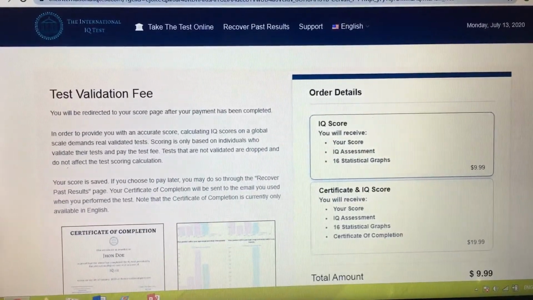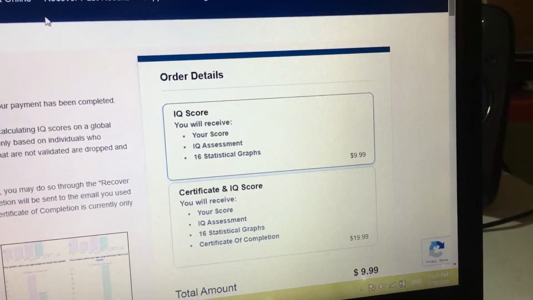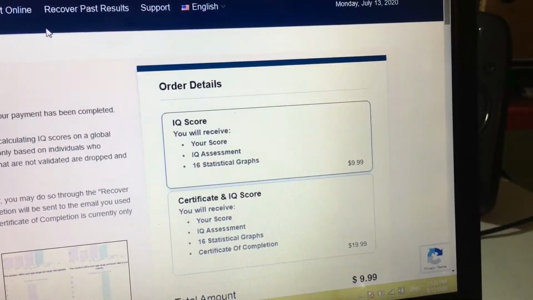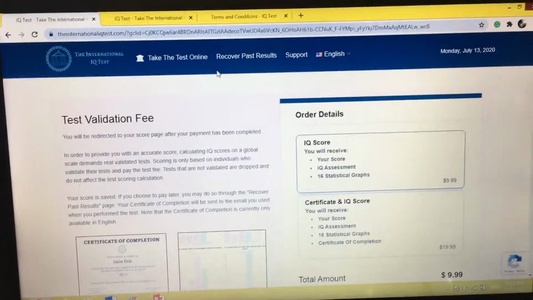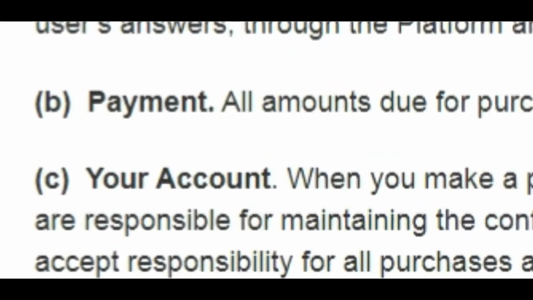We're done with the test, and guess what? It charges, bro. I didn't want to pay. There's sites out there that are free, and I thought this was one of them, but I guess not. I should have just read through the terms, and I'm gonna have to pay too, my brother's and mine.